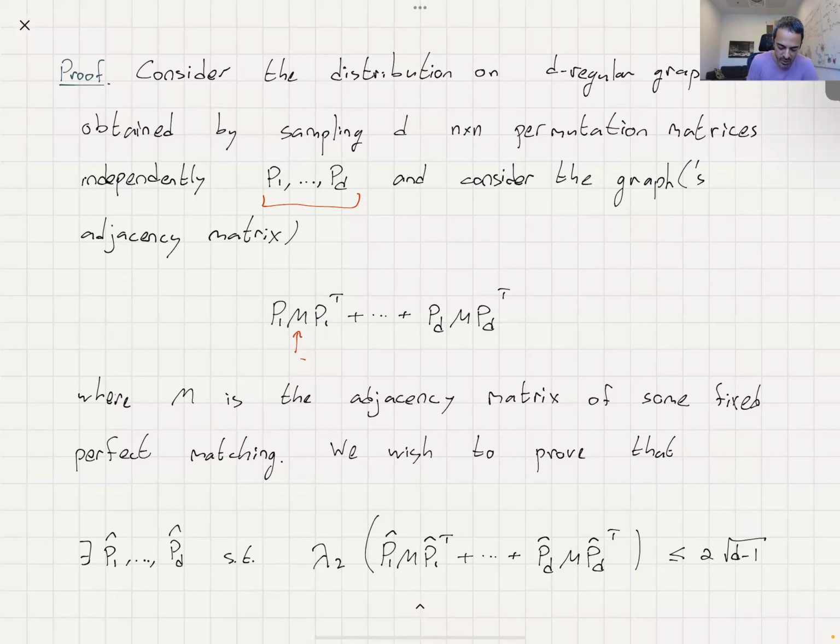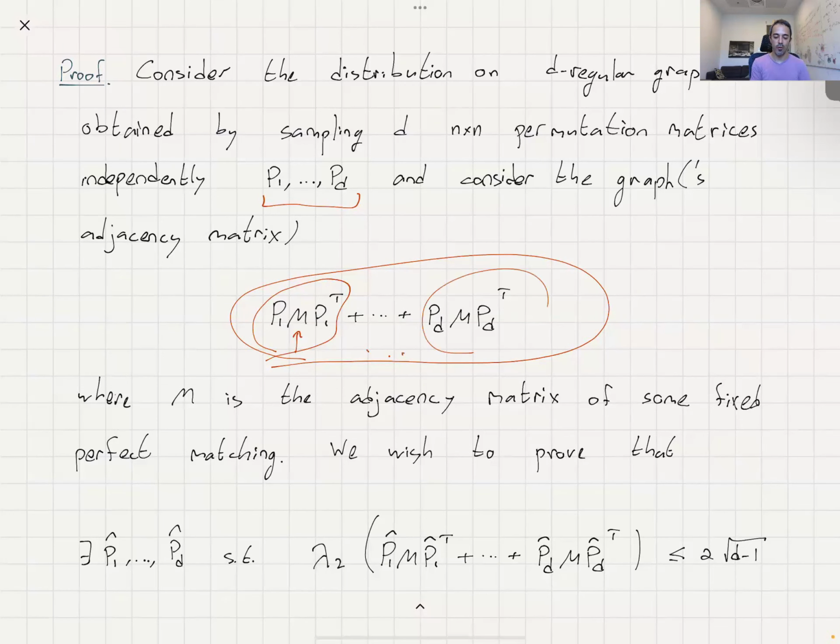And so this graph, if you think about it, is the union, also allowing for multiple edges, of: you take the perfect matching M, you permute it according to P1, so that gives you another perfect matching, and that's this one. And then you do the same for all of the permutations that you have, and you take the union. Again, parallel edges may appear.